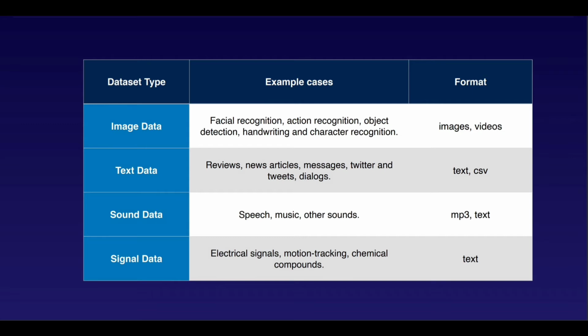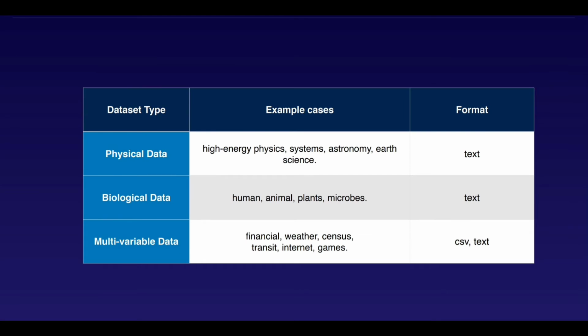Now, we did not specially discuss sound data, but you can think about things like speech or music or the sounds, and the format of these would be an MP3. And we will find out later how we can represent sound data with text. We can also have things like signal data like electrical signals or motion tracking or chemical compounds, and these can be in the format of text. We also have things like physical data like high energy physics systems, astronomy, and earth sciences. And the format of these would be something like text.